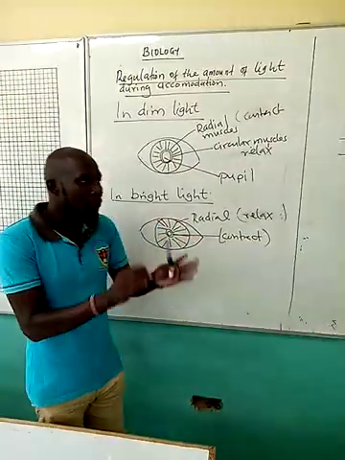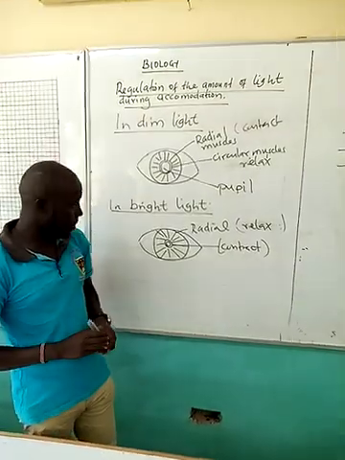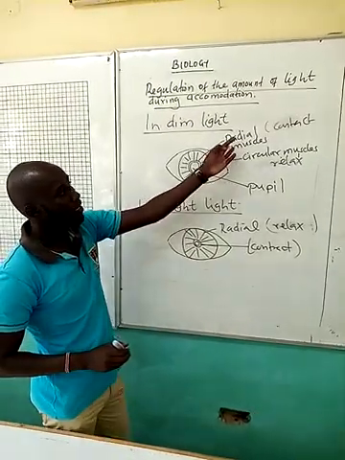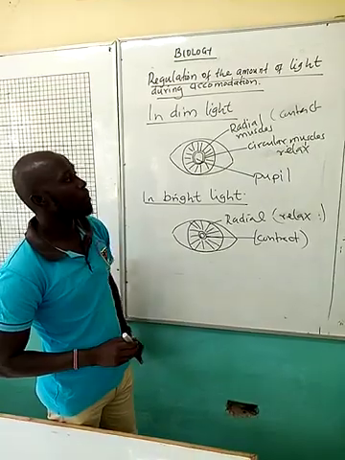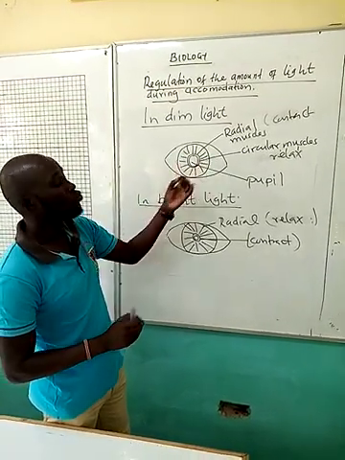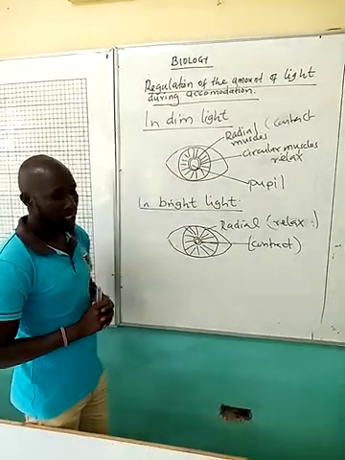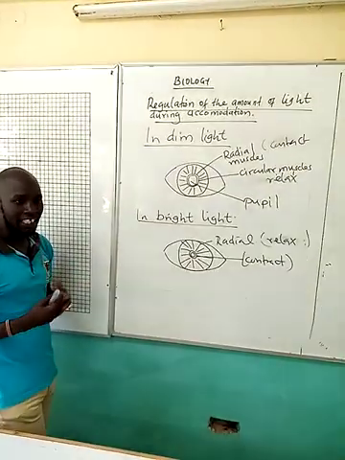But with time, you realize that it clears up. That is because of the what? The contraction of the muscles that is making you open wider the what? The pupil, so that you accommodate the dim light.